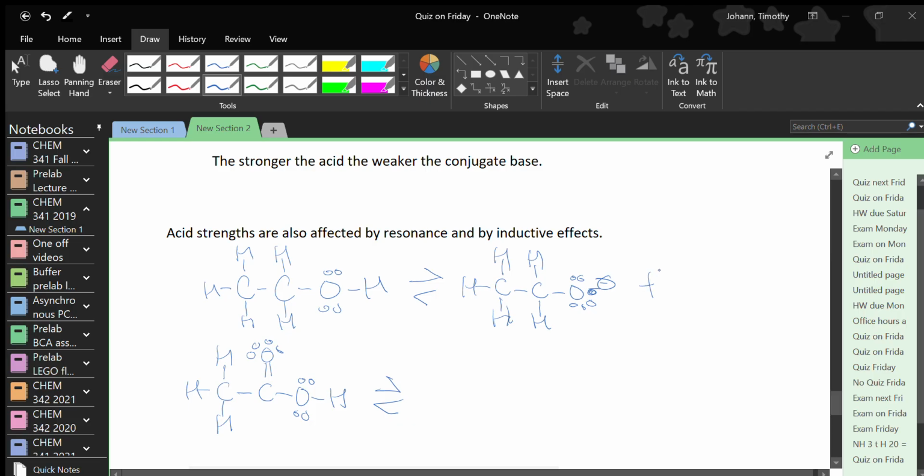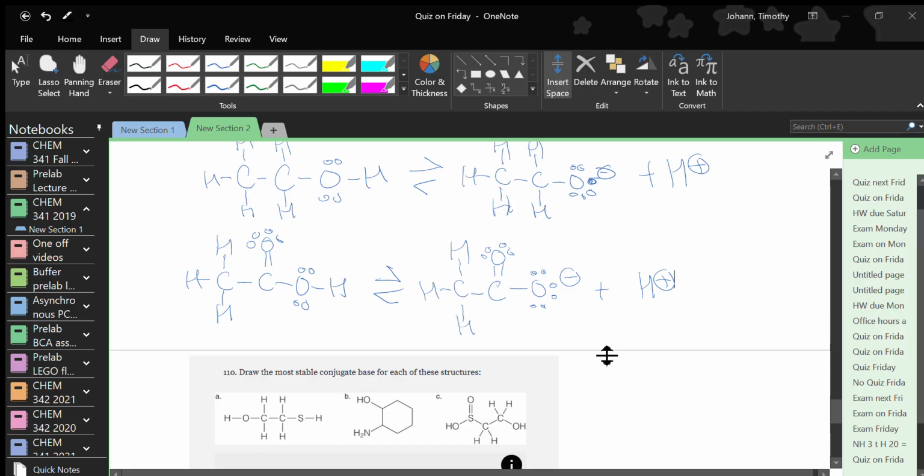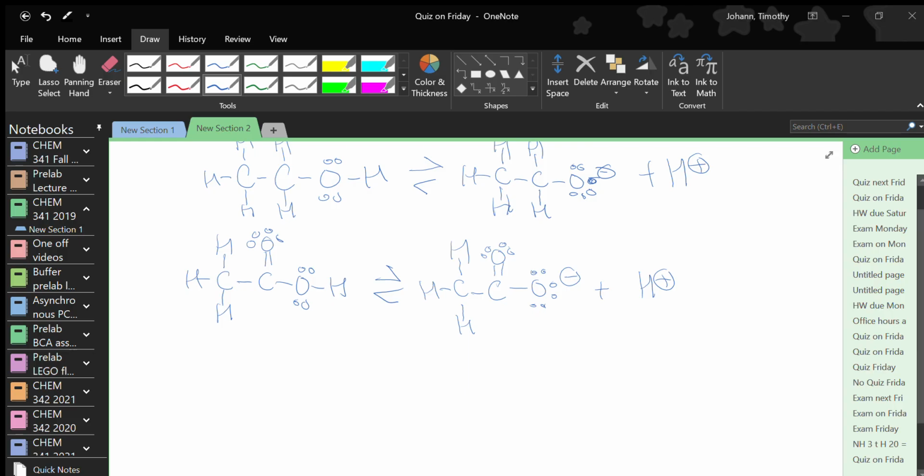Plus H plus. And then down here we have acetic acid. Once again, the H on the O comes off, really never on the carbon. You might get a problem where you get no choice, in which case you have to do it, but really extreme conditions are necessary to pull a hydrogen off of a carbon. So this is acetic acid. Acetic acid is a much, much stronger acid. It's still a weak acid, but ethanol is a super weak acid.